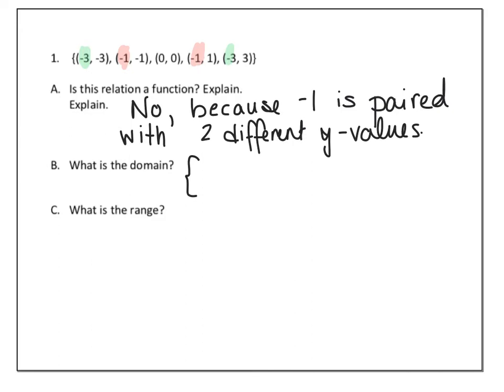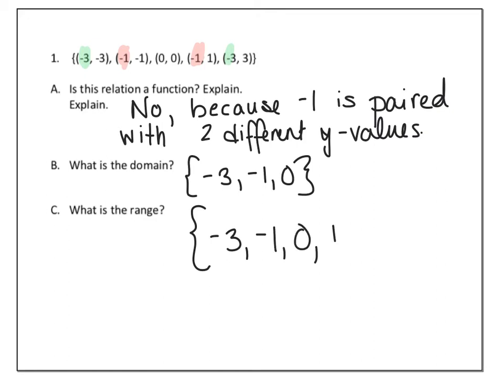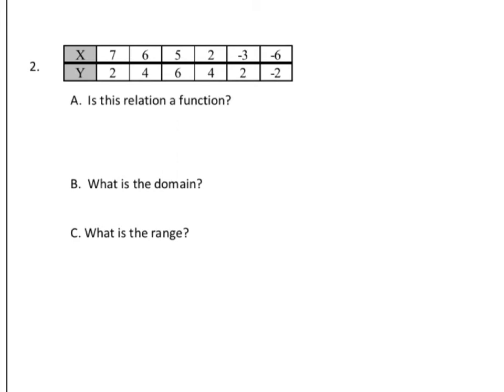Now, what's the domain? Again, from least to greatest, -3, -1, and 0. The range is all your y values, so that's going to be -3, -1, 0, 1, and 3. Try this one on your own. Hit pause and then play when you want to check your answer.